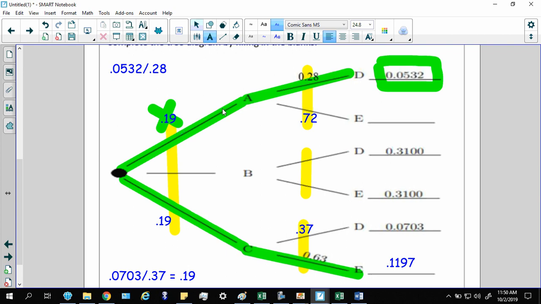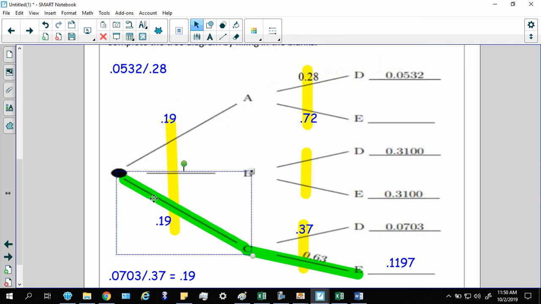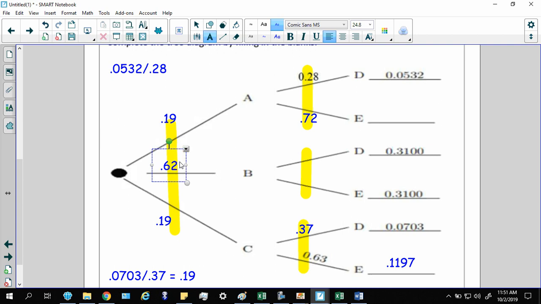Now let me go ahead and clean this up again. I don't want to make too much of a mess here. All right. Now, if you remember, these three branches will add up to 100%. So I'll just add those two, and then I'll subtract from 100%, or in this case, it'll just be 1. So that'll be 0.62. All right.